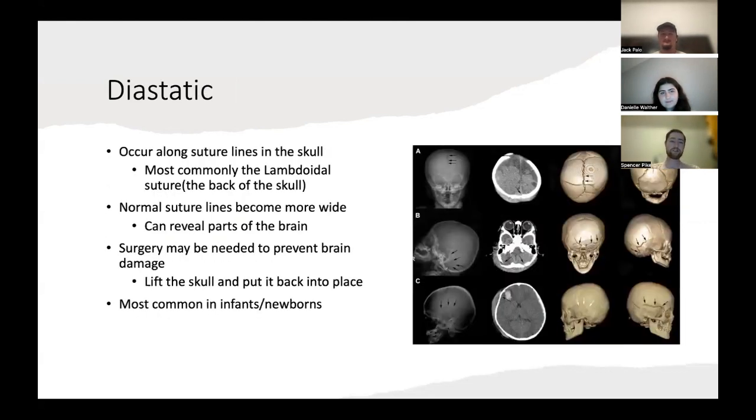So the third fracture on our list is a diastatic skull fracture. These fractures occur along suture lines in the skull, and most commonly the lambdoidal suture, which is in the back of your skull. What happens is normal suture lines become more wide and they can reveal certain parts of the brain. And so treatment for this is surgery may be needed to prevent brain damage. And so essentially what they do is they lift up the skull and they kind of just put it back into place. And this type of fracture is most common in infants and newborns when they get dropped on their head.